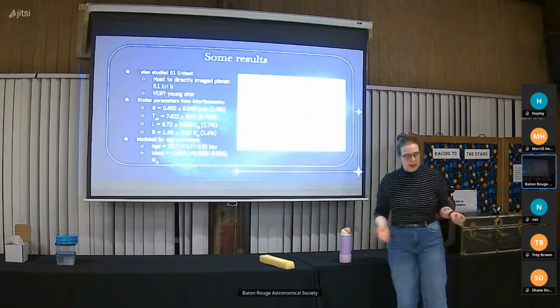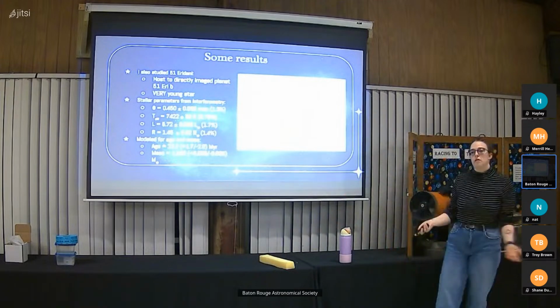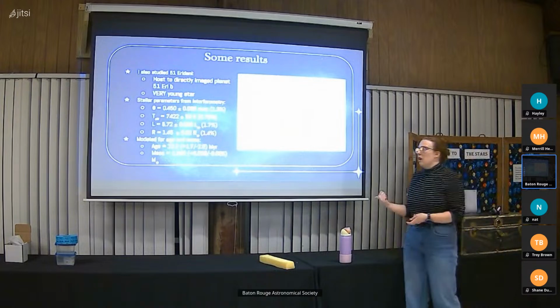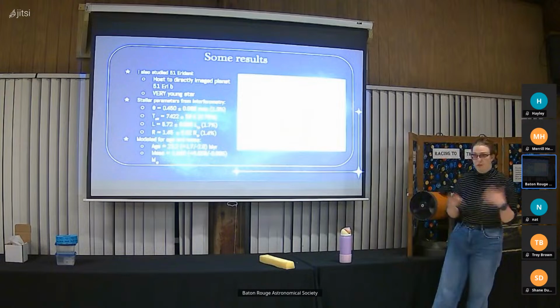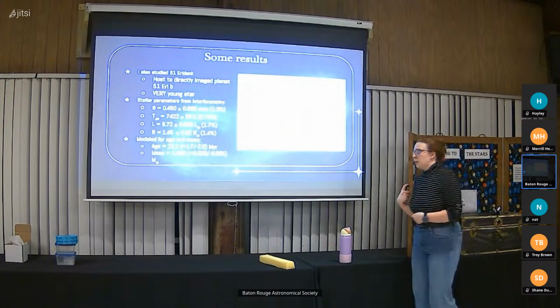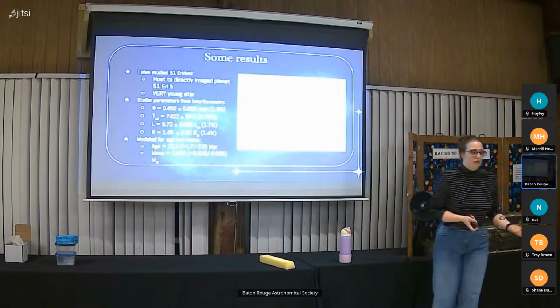And we model for the age and mass as well, because of course we can't do everything. This star is 23 million years old, so it's very young in terms of the universe. And it is about 1.55 times the mass of our sun.